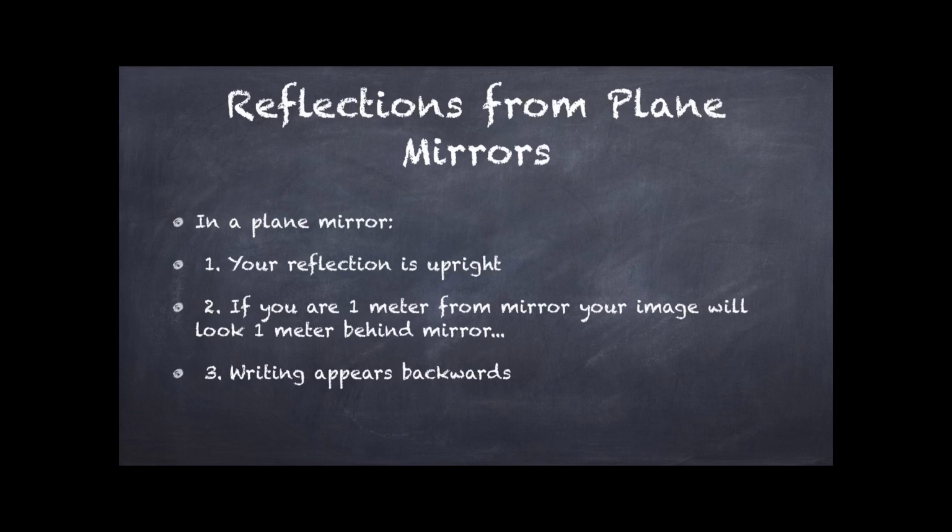But the distance, you're going to see the distance. So if you're 1 meter from the mirror, your reflection's going to look like it's 1 meter from the mirror as well. If you're 2 meters from the mirror, your reflection's going to look like it's 2 meters from the mirror, so on and so forth. But if you have a shirt that has writing on it, it actually looks backwards, and that's because of the way that the light is reflected off of the mirror.